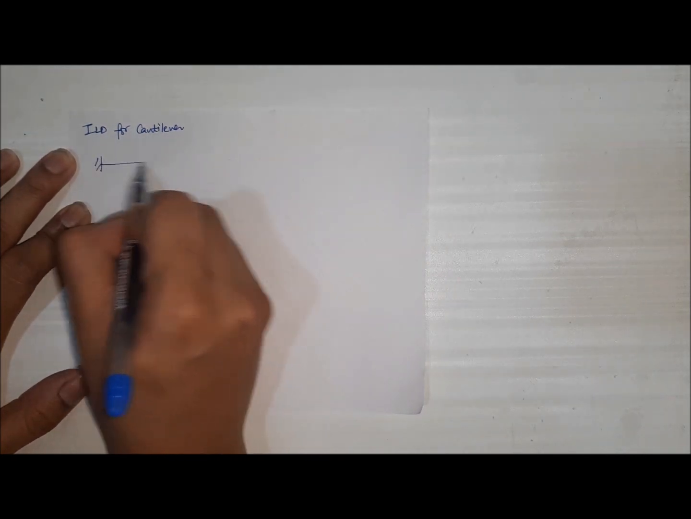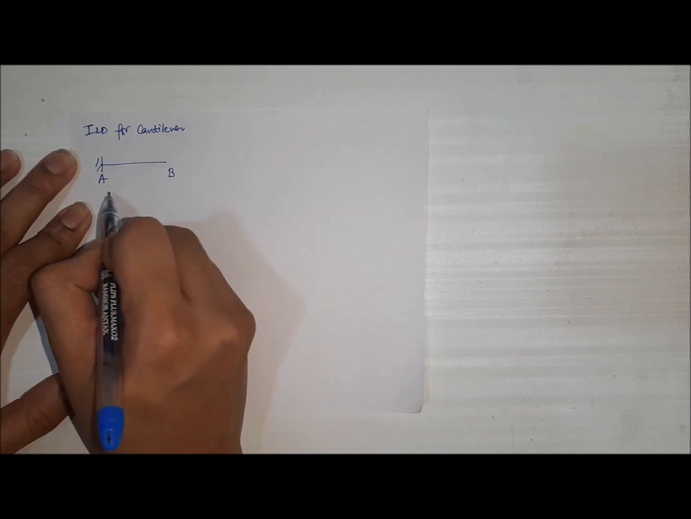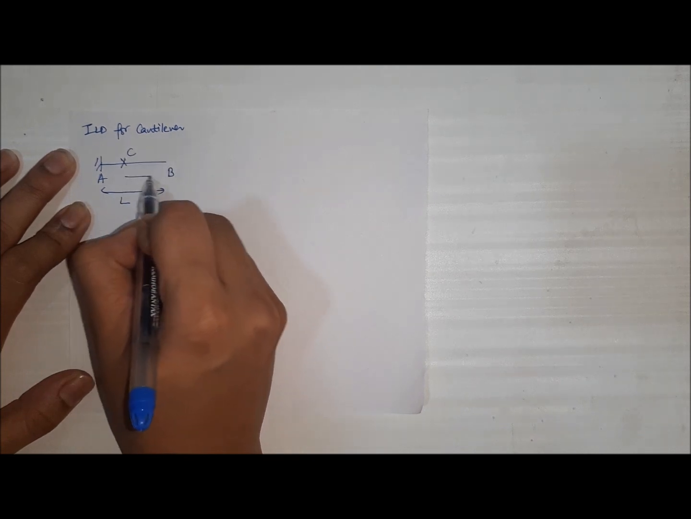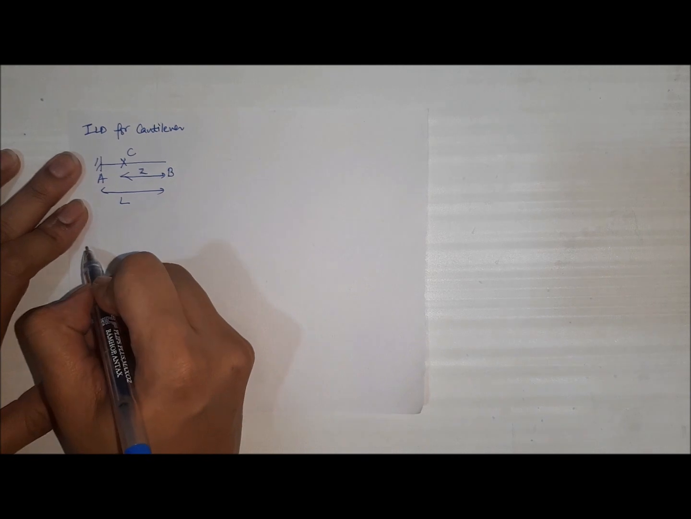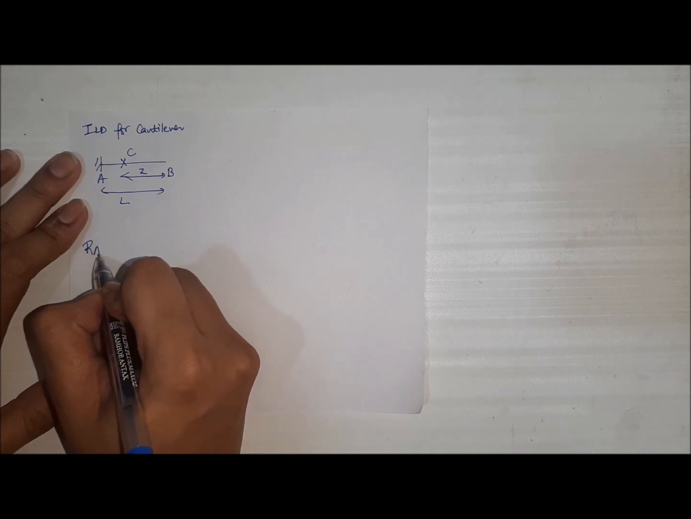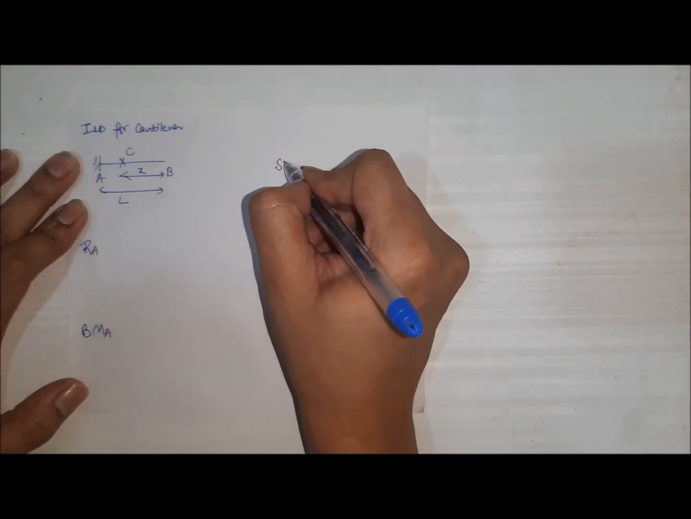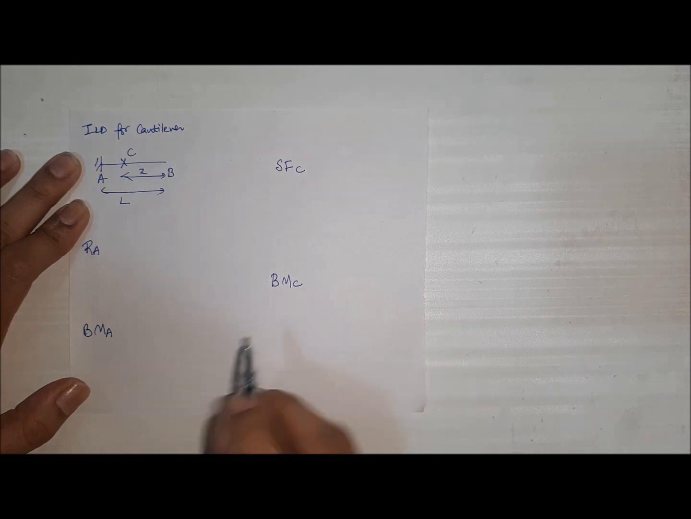We have a cantilever beam that is fixed at end A and free at end B, having a span L, and we have been given a section C which is distance Z from end B. We will plot the ILDs for RA, bending moment at end A, shear force at the section C, and bending moment at the section C.